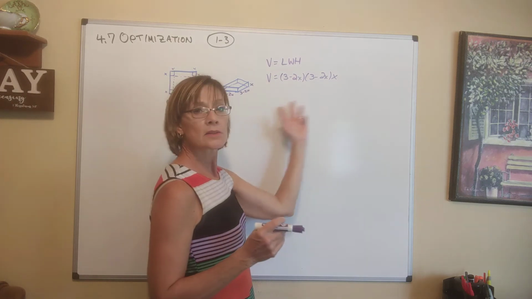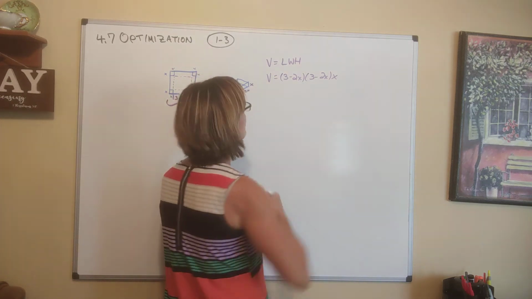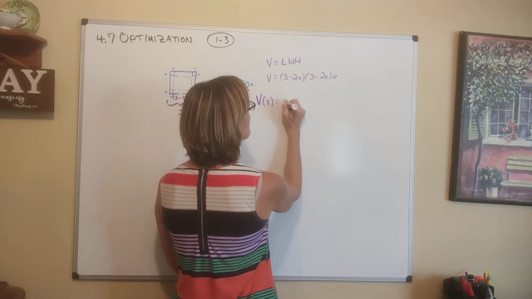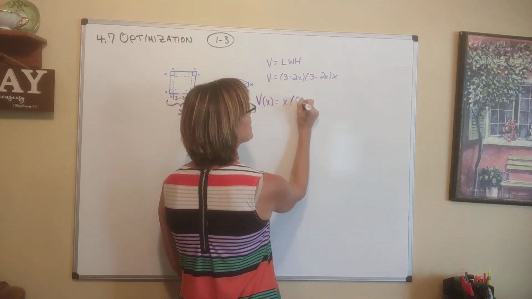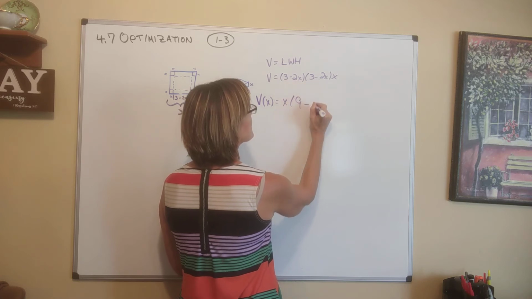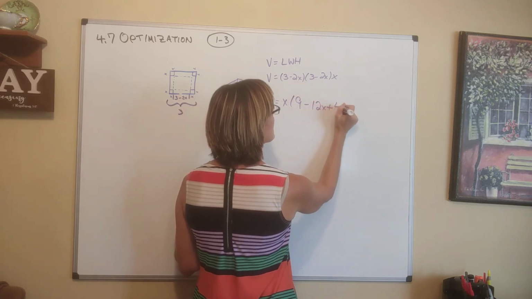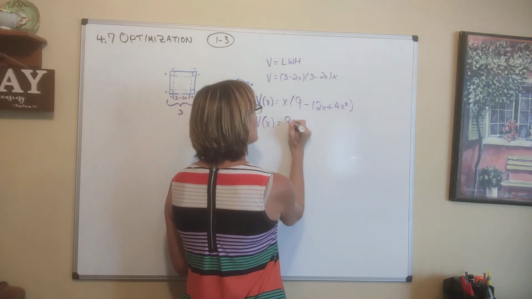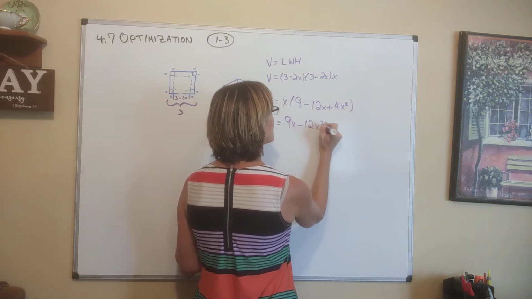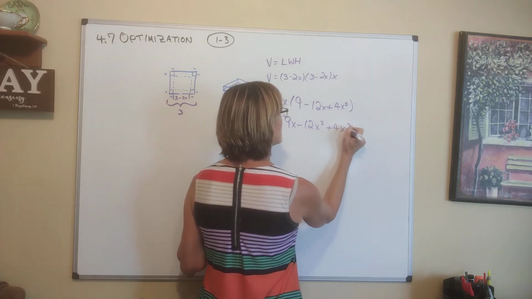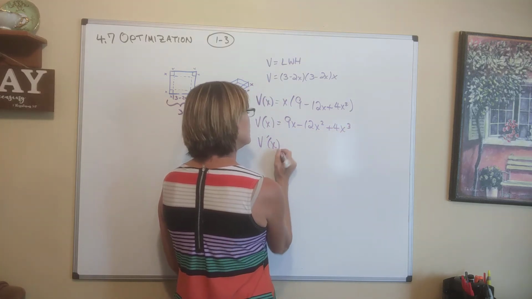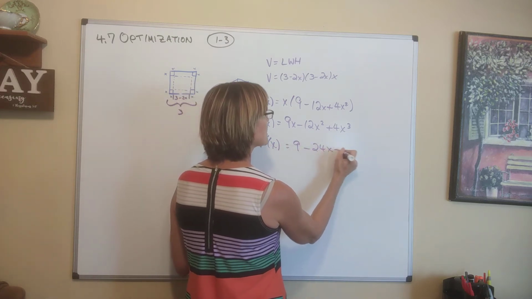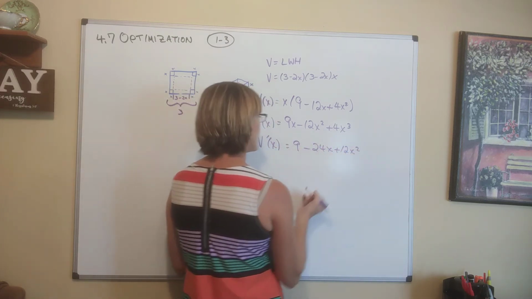I'm going to multiply this all together. I think that's the easiest way to take the derivative. So V is a function of x. This is going to be x times (3 minus 2x) squared. This is going to be 9 minus 12x plus 4x squared. I'm just going to distribute that x. This is 9x minus 12x squared plus 4x cubed. So V prime of x, now we take the derivative, is 9 minus 24x plus 12x squared.